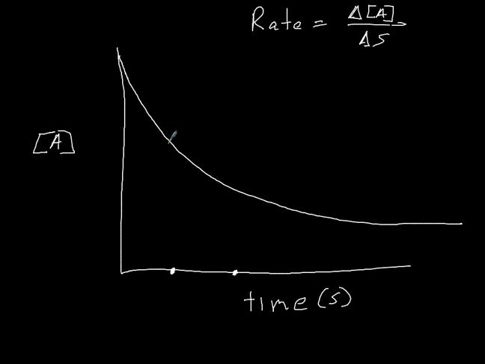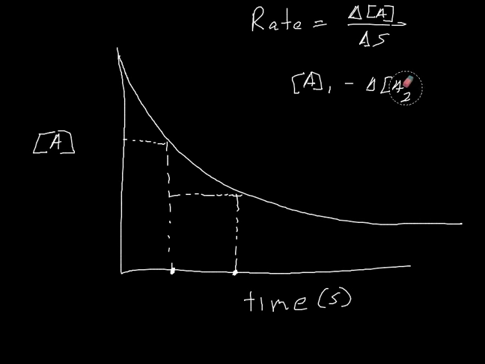Well, you're simply going to find the points that correspond to that and do your concentration of A1 minus concentration of A2, over time 1 minus time 2, and you'll get a rate of the reaction there.